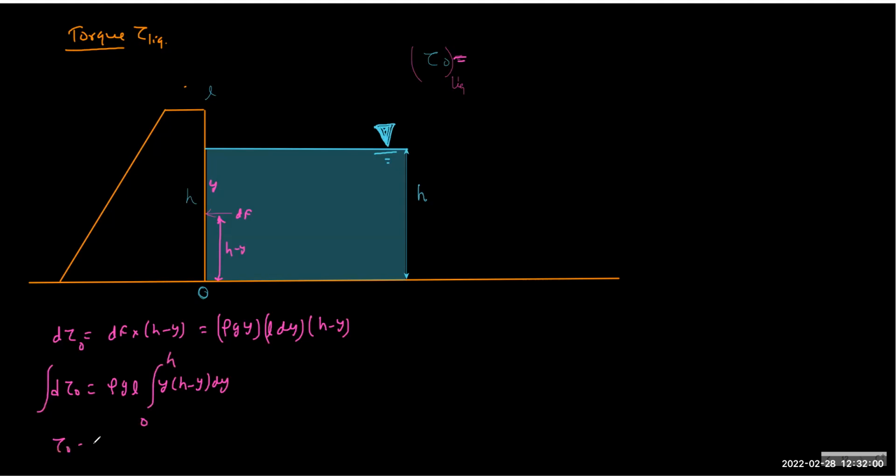So the net torque will be rho gL, and this is the integration of hy, which is hy square by 2, minus y cube by 3.